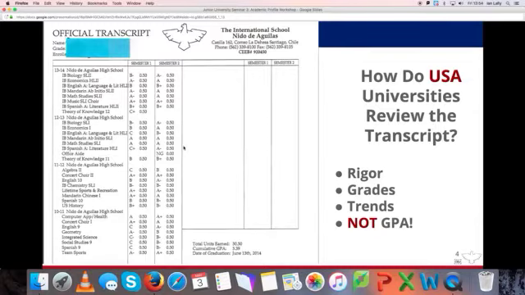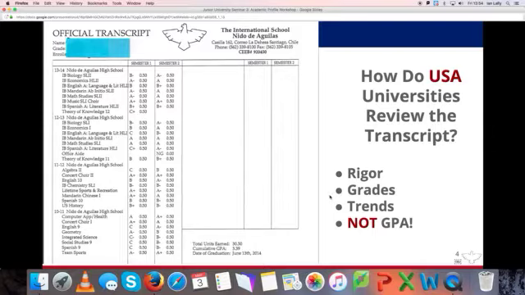So if you look at the cursor for a second, students can go on an upward trending line, a downward trending line, or pretty much a straight line, meaning they always get the same grades. So universities in the US are looking for trends. Now, what do we mean about not GPA?